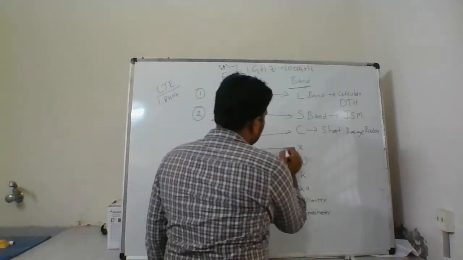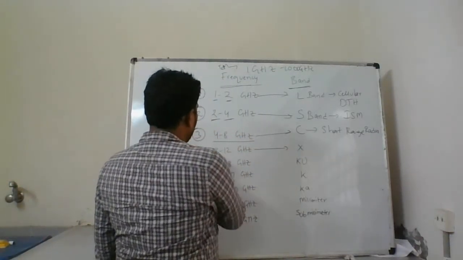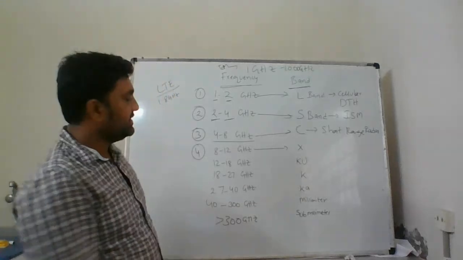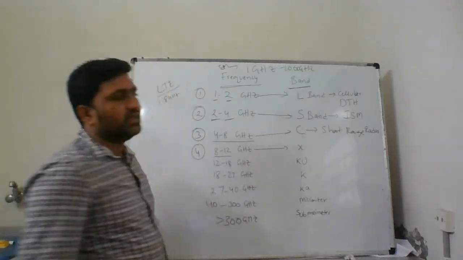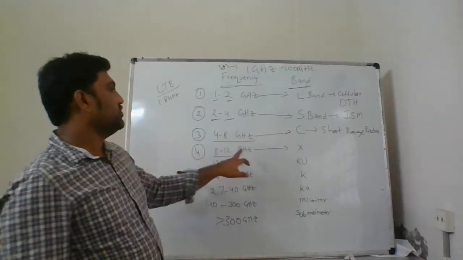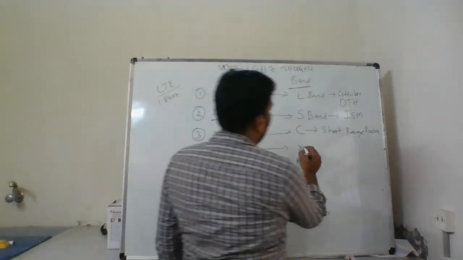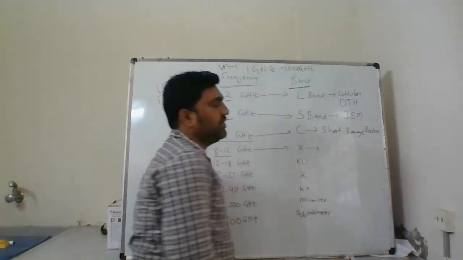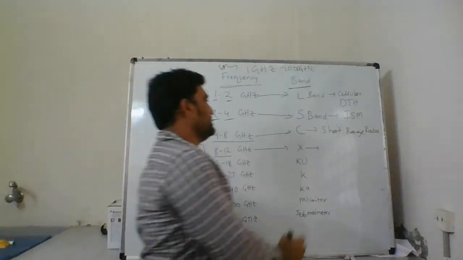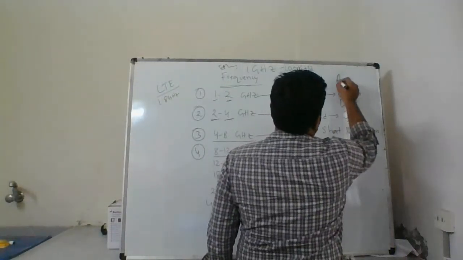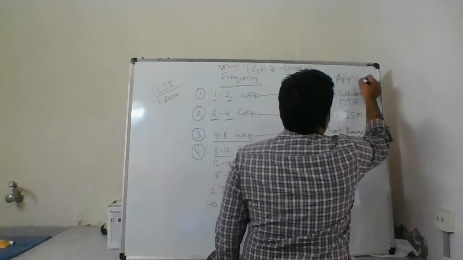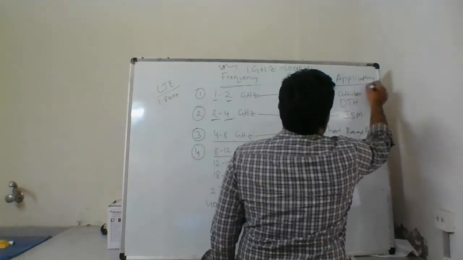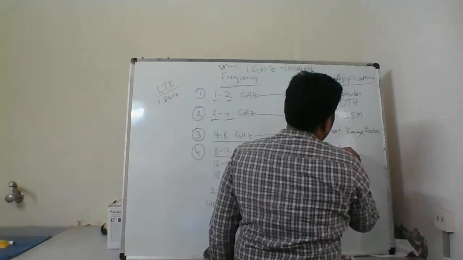Next, the fourth band of frequency is the 8 to 12 gigahertz band. This band is called the X band of frequencies. The X band is utilized in general purpose, academic and research studies.